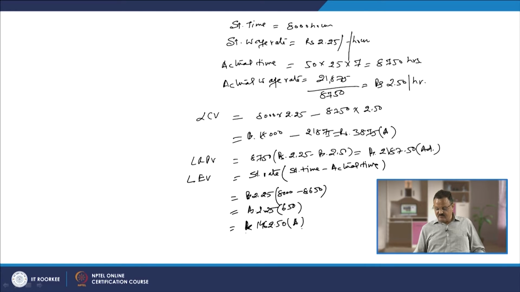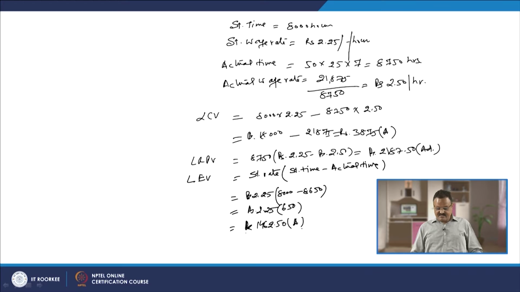This variance is adverse because your actual time is more by 650 hours as against the standard time of 8000 hours. So, it means that 650 hours of extra time the labor have used, that is not because of any abnormal reasons, but because of normal reasons.